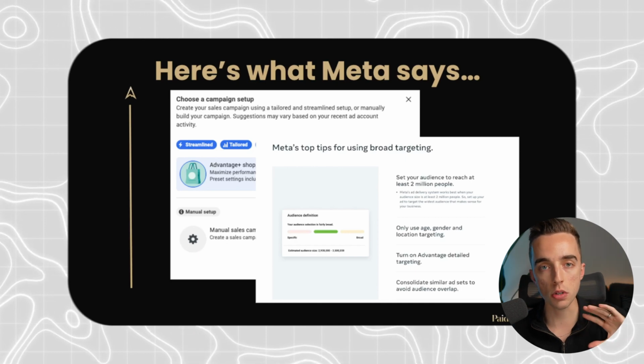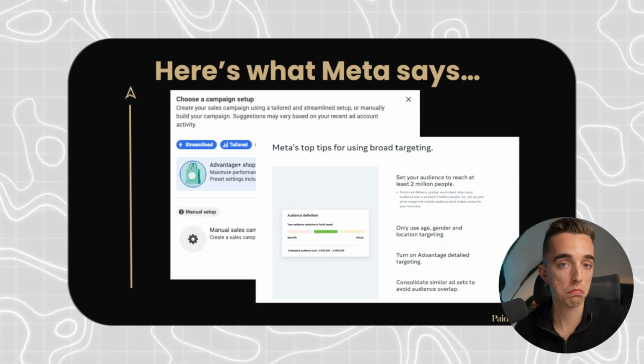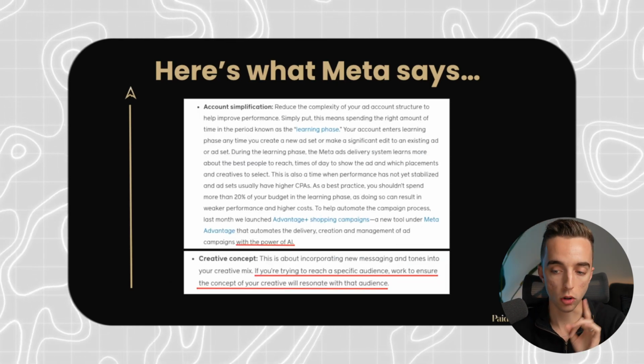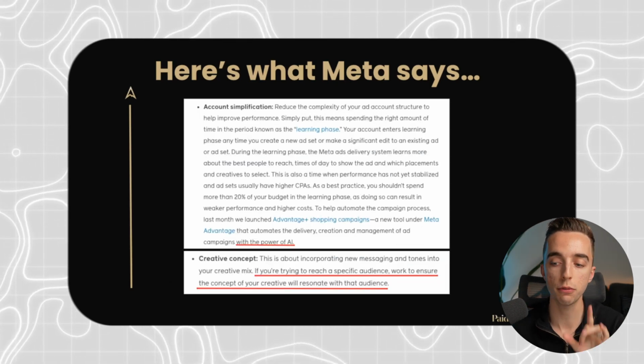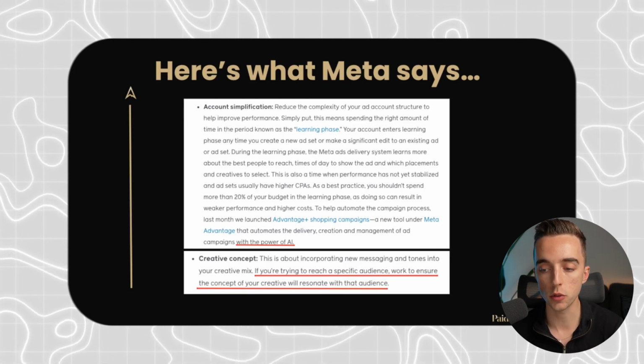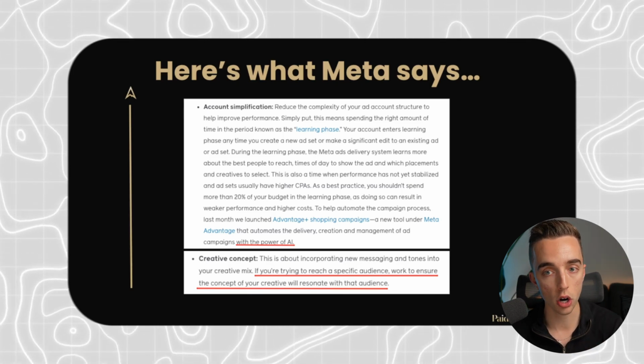So they're like, look, use an Advantage Plus campaign. Ad sets aren't really necessary anymore. Go broad. And if we go right here, I'll go all the way at the bottom first, but they're saying if you're trying to reach a specific audience, work to ensure the concept of your creative will resonate with that audience. And what do you know?